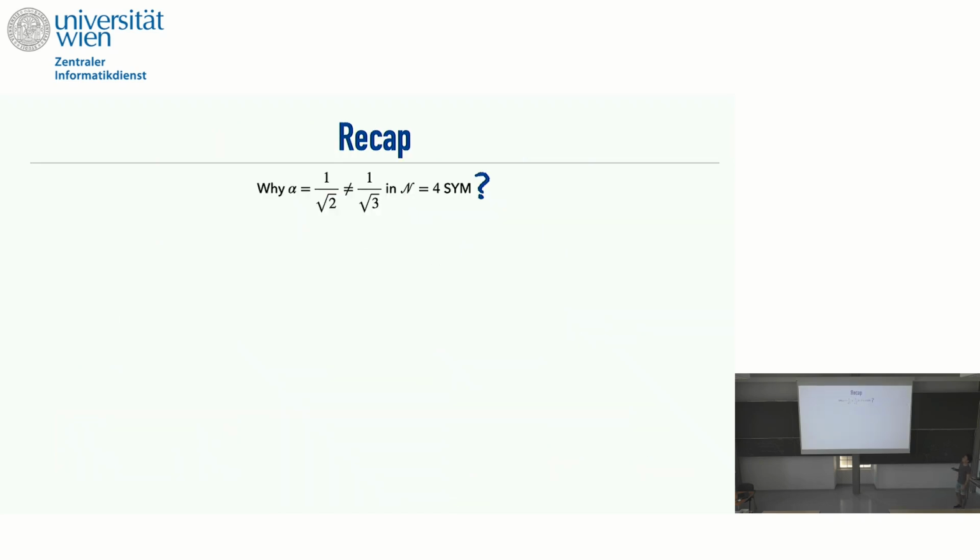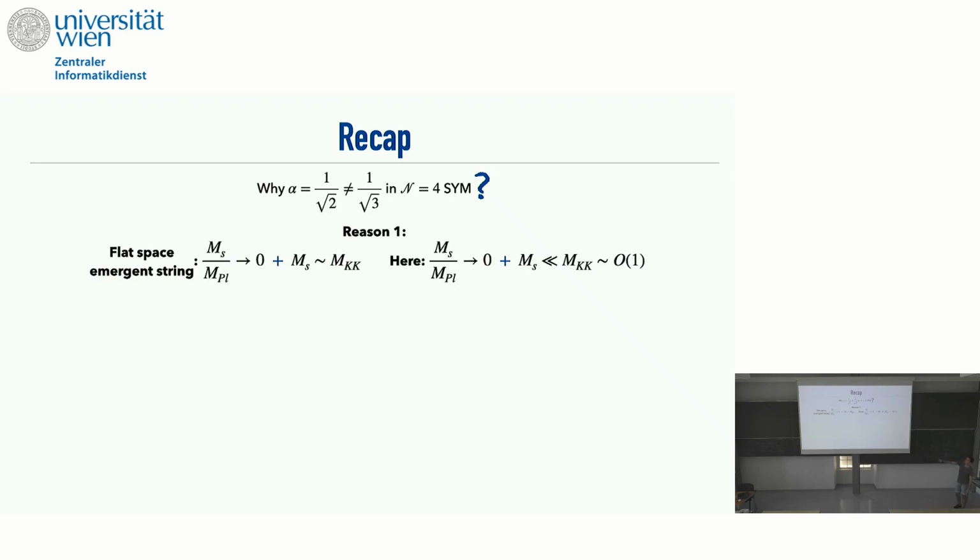Okay, so let me recap, and in particular, let me now say why I was not getting the 1 over square root of 2. So there are two reasons. The first reason is very simple. What we call emergent string limit in flat space is a limit in which the string scale goes to 0, but also some Kaluza-Klein scales are going to 0. And the limit that I'm finding is a limit in which the string scale is going to 0, but the Kaluza-Klein scale is staying quiet.